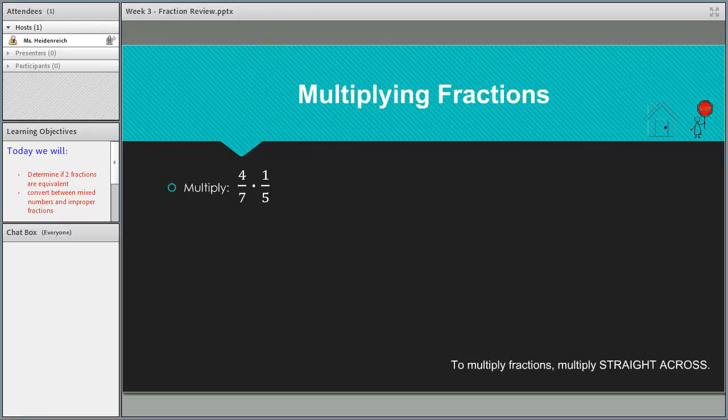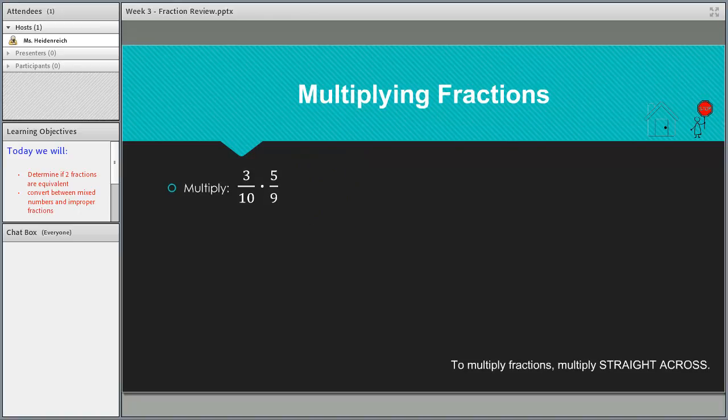Okay, so lastly, we're going to have multiplying and then dividing fractions. So when we multiply fractions, we simply multiply straight across. So we would get 4 times 1 is 4, and 7 times 5 is 35. And like I was saying before, if you can simplify at the end, you should. But on this one, we can't, so this is our final answer.